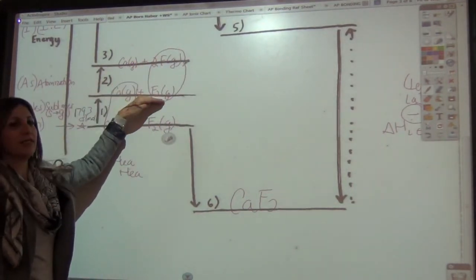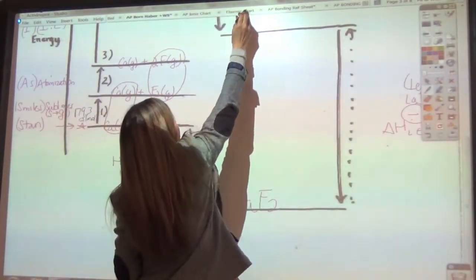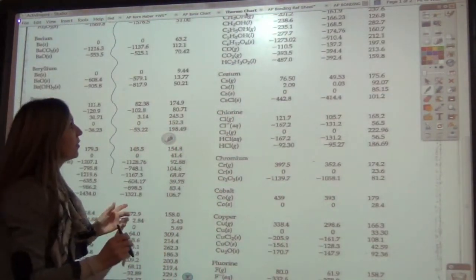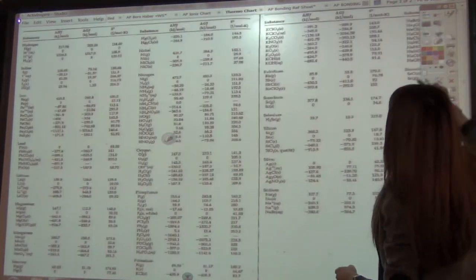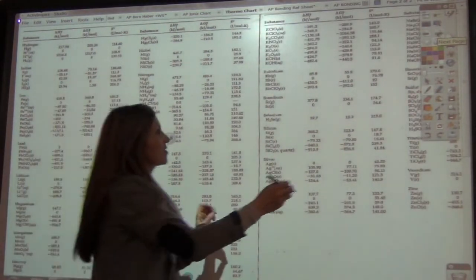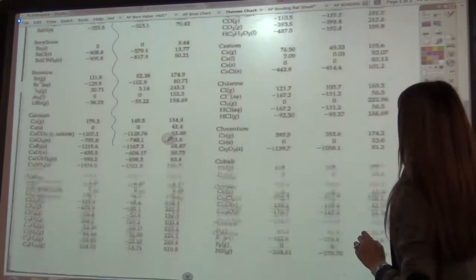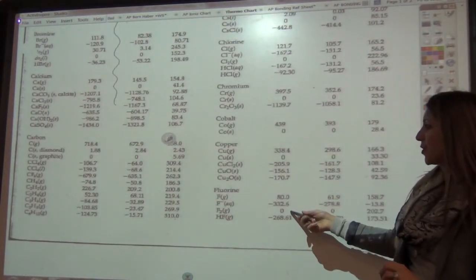Product minus reactant. Well, F2 gas, where are we looking at this? Thermo chart. Okay. So I know that fluorine, F2 gas, is definitely going to be, I need to go to the next page, 0. So I'm really just looking for F gas. So let's see, oh, it was on this page. So let's find fluorine. And what do you know, F gas says 80. And F2 gas is 0.